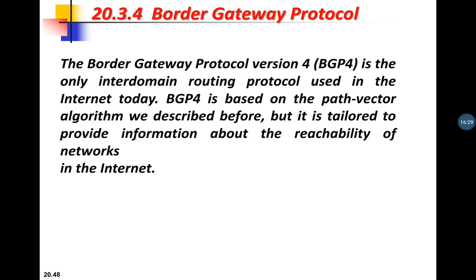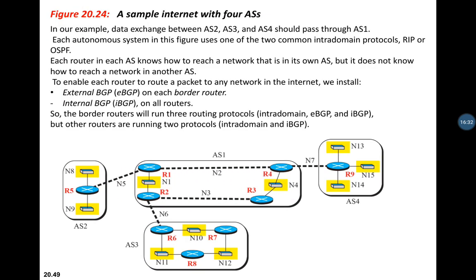So here you can see a sample example of the internet where there are 4 autonomous systems, AS1, AS2, AS3 and AS4. AS2, AS3, AS4 are stub autonomous systems and AS1 is the transient one. The data exchange between 2, 3, 4 should pass through AS1. So these are stub. The data will not pass through those other autonomous systems. That's why those are said to be stub. And data is passed between all 3 autonomous systems through AS1. So it is the transient one.